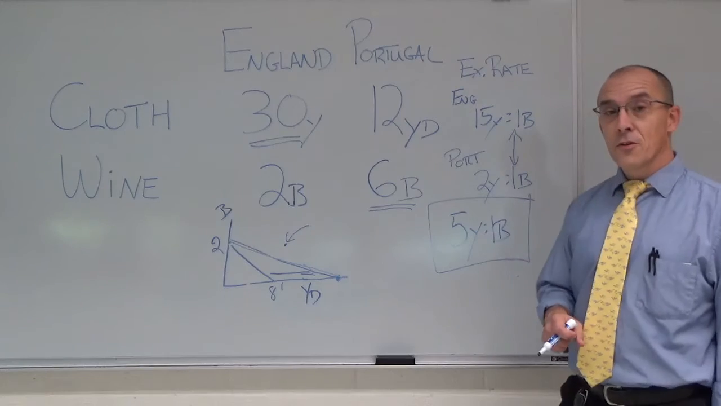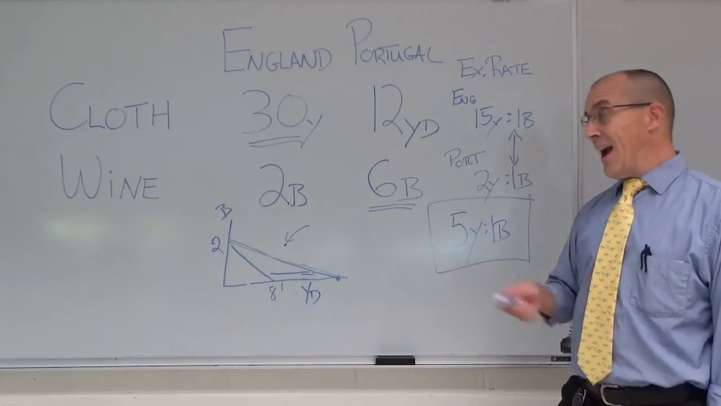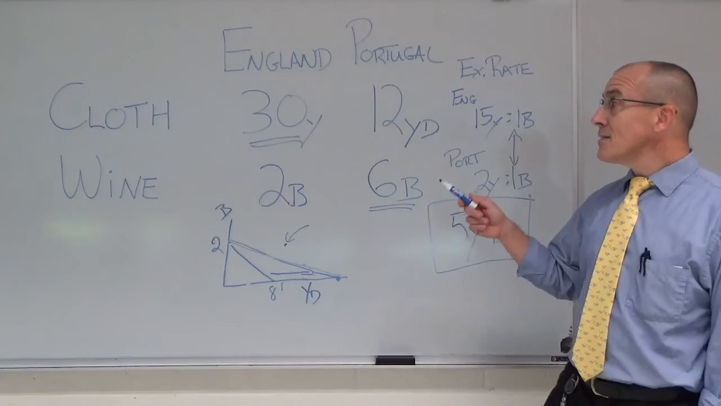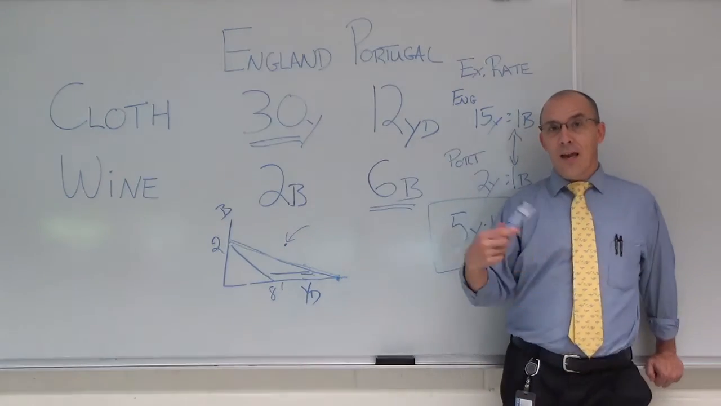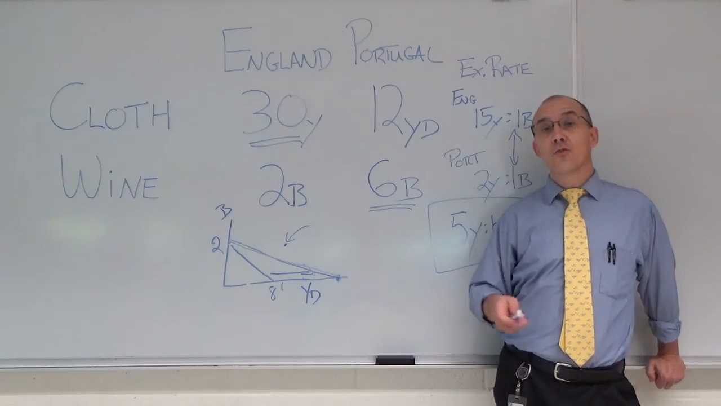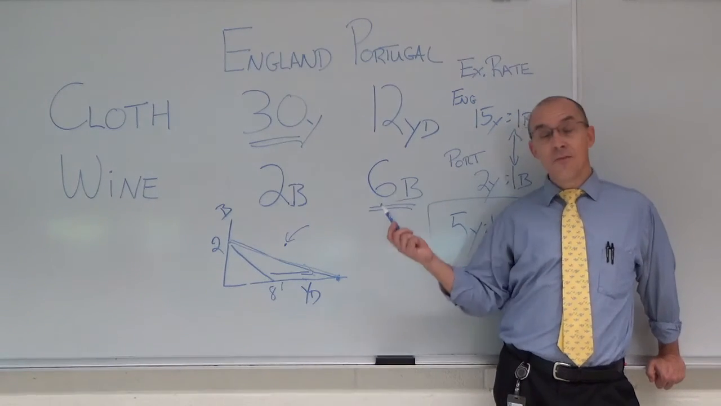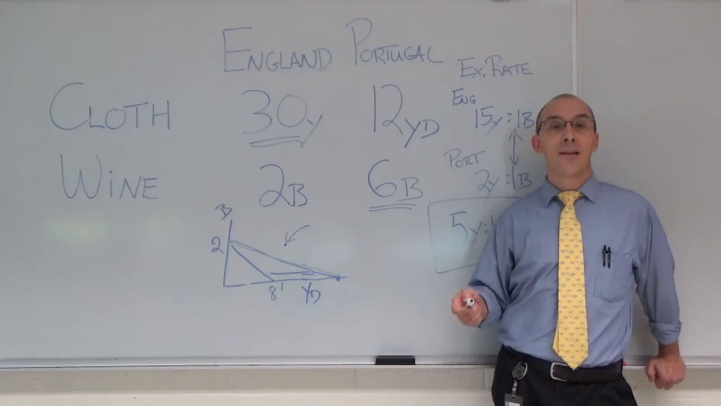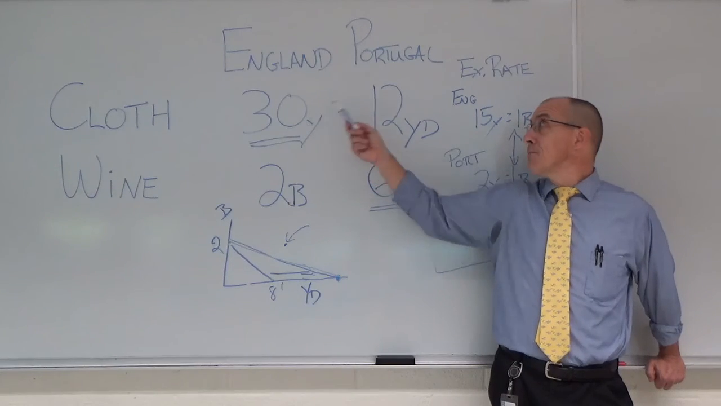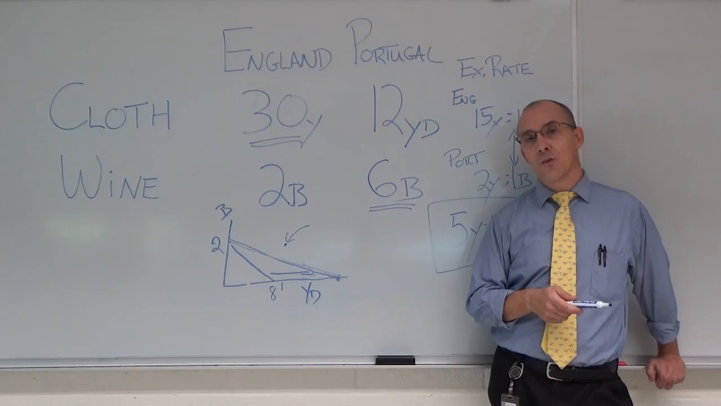So 1 barrel for 5 yards of cloth works for England, it works for Portugal. Now check this out. Portugal hasn't changed at all. They're doing the same as they were in the previous problem. But because England's now willing to give away a better rate of exchange, this creates the opportunity for Portugal to actually end up better off than it was even before. Portugal can come out ahead even though it hasn't changed at all. And so the economic growth that happened in England actually also benefits Portugal, which is a really neat idea when you think about it in terms of a global environment.